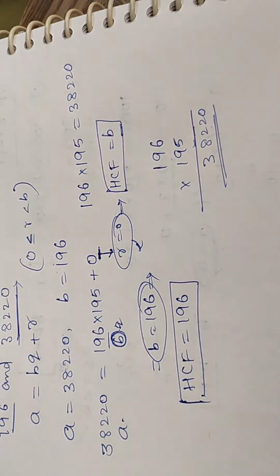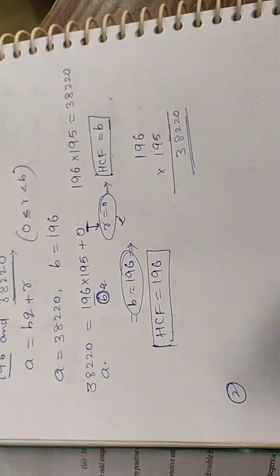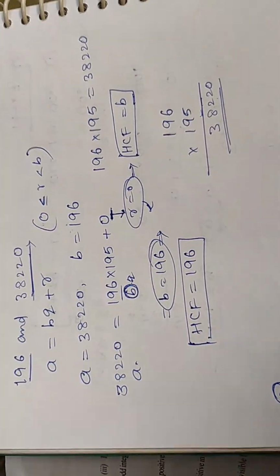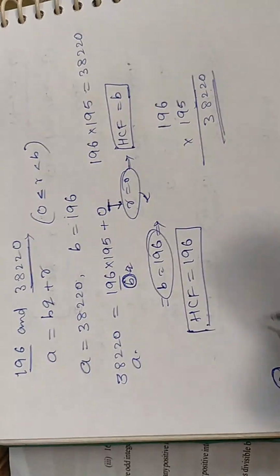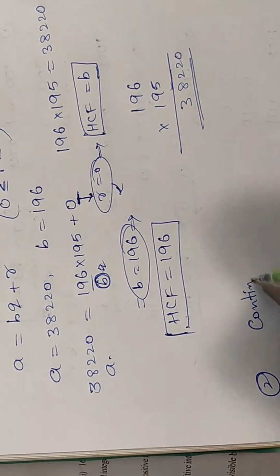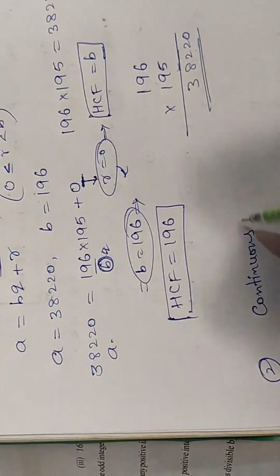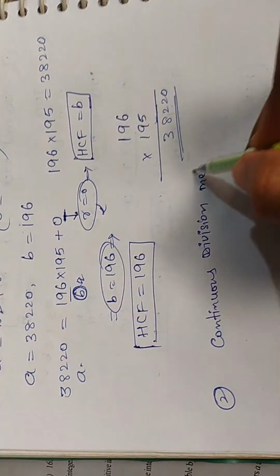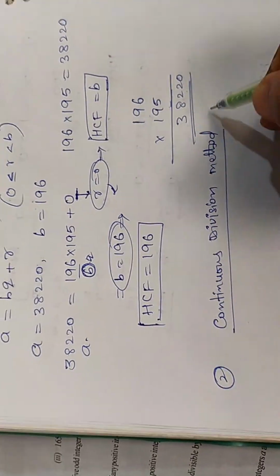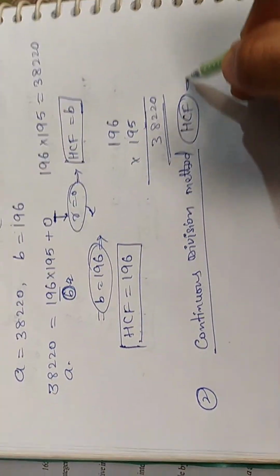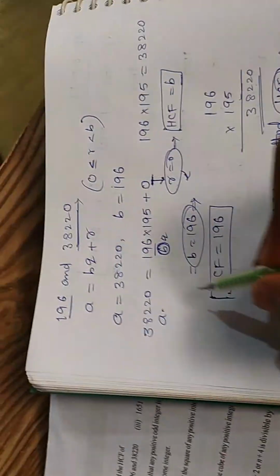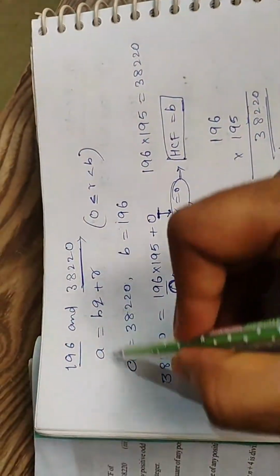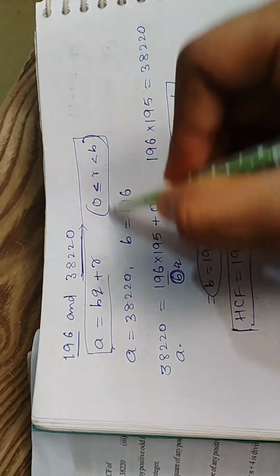Now look at the next one. Here, in case you are not able to do the division, you can also use the continuous division method. It is also used to find HCF. But if Euclid is specially mentioned, you have to use this format only. It is the Euclid format.